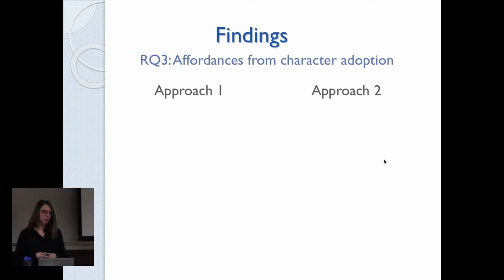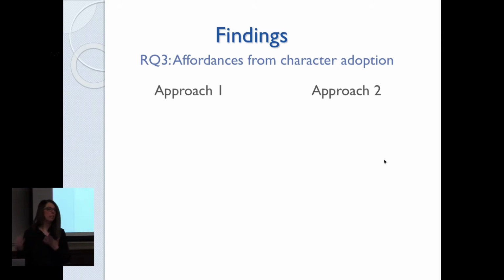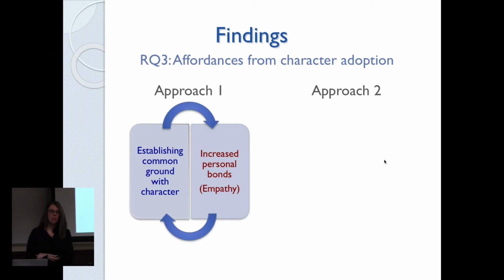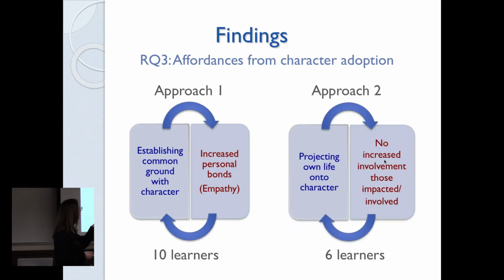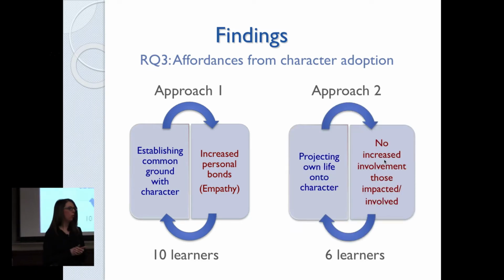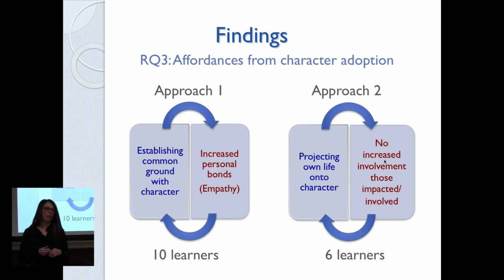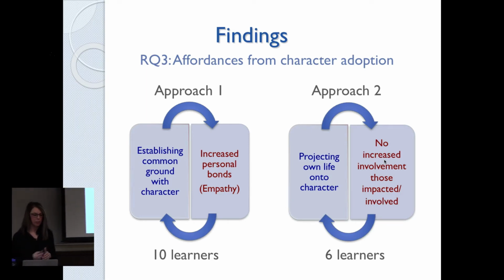What I found was that there were 2 approaches, or like an affordance, that emerged for some students but did not emerge for another group. The first group, establishing common ground with their character, found a way to relate to their character, and the other group instead projected their own life onto the character. So they had 2 different approaches to their character building.